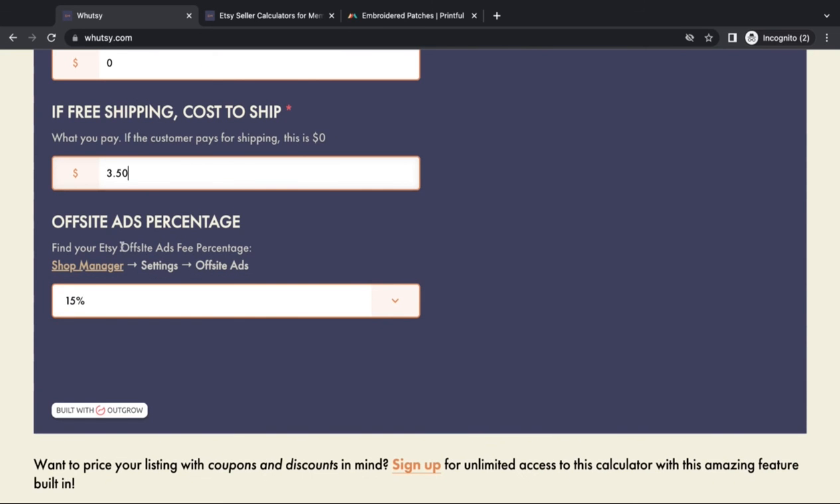Now, when you create a new Etsy shop, you're allowed to opt out. I have a link here that will take you right to your offsite ads page, and you can see what percentage you're paying. You can opt out if you're a new shop, but you can't opt out if you've had $10,000 in sales in a 12-month period.